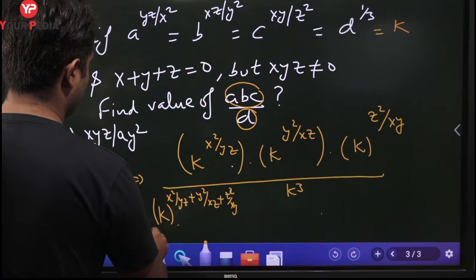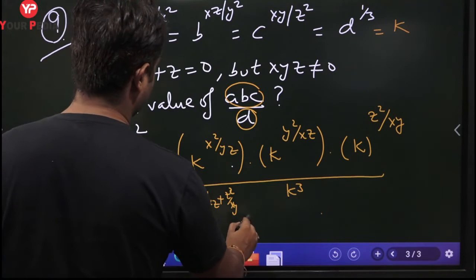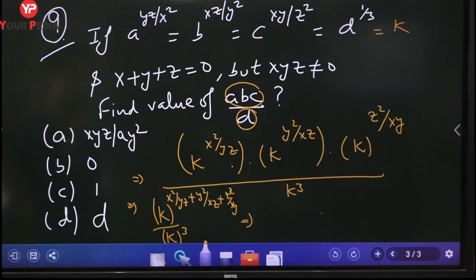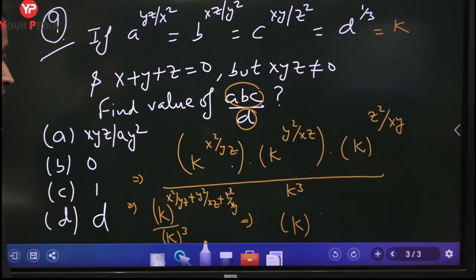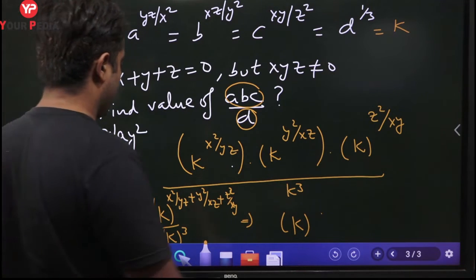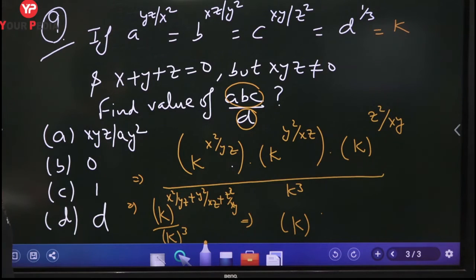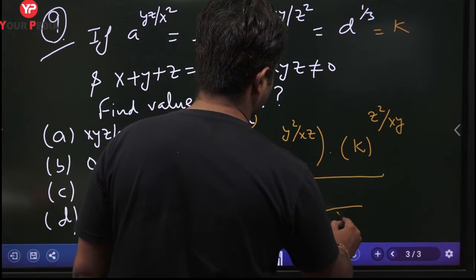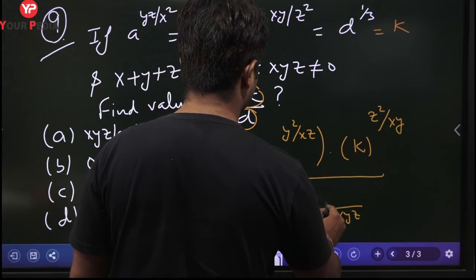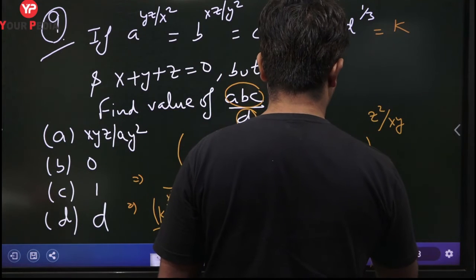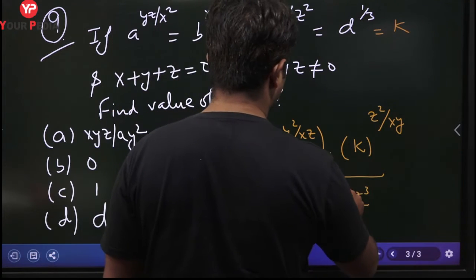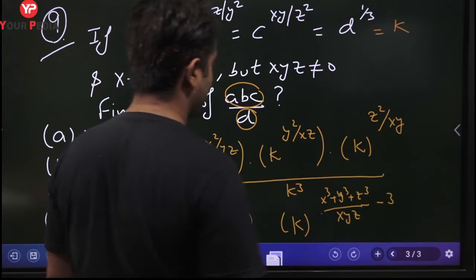K divided by K. Now I think you can do it. So k is common in the denominator and numerator, numerator denominator, k. x square upon yz plus y square upon xz plus z square upon xy. So I will just take xyz in the denominator, so it will become x cube plus y cube plus z cube. Okay, and this 3 will come upwards, so that is minus 3.